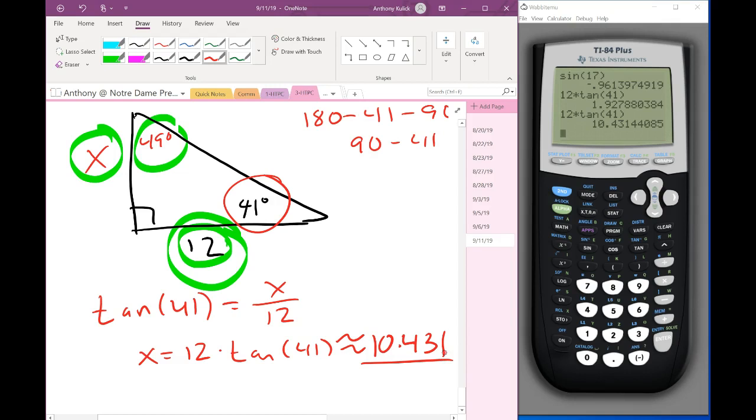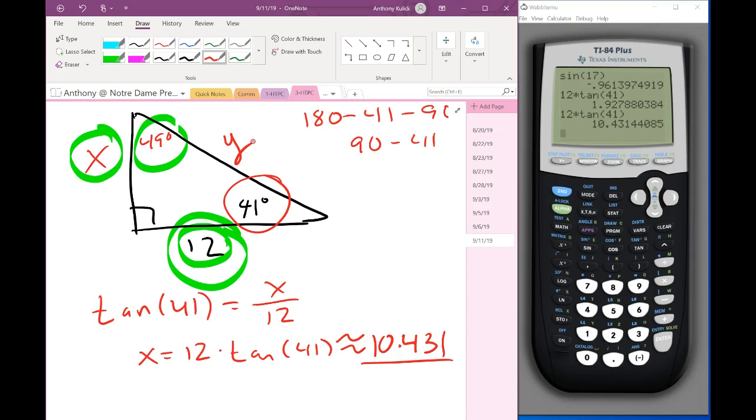Once I find this side, we have one more side to find. How can I find that third side? Okay? You could use the Pythagorean theorem. Is that the best way to do it? Is it the most accurate way to do it? No. Why not? Because you have to use another rounded answer to get that answer. Is there a way to do this without having to use any rounded answers?